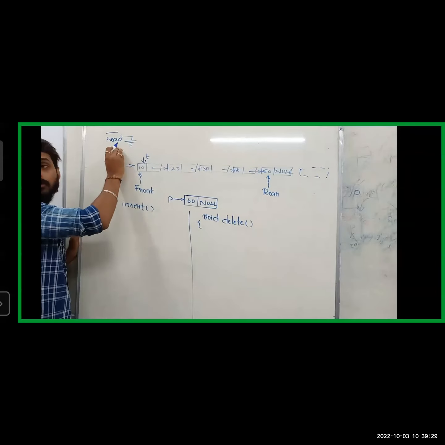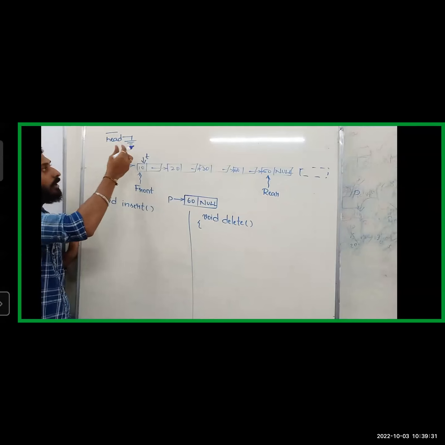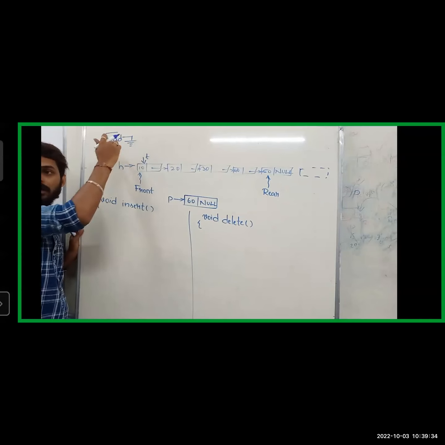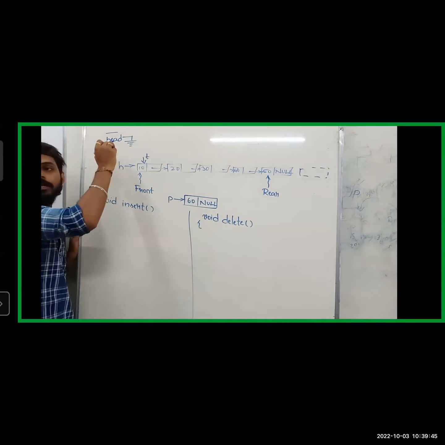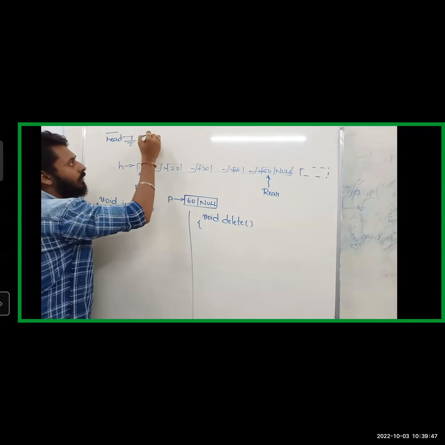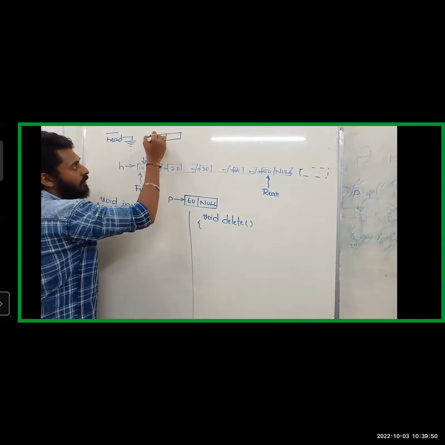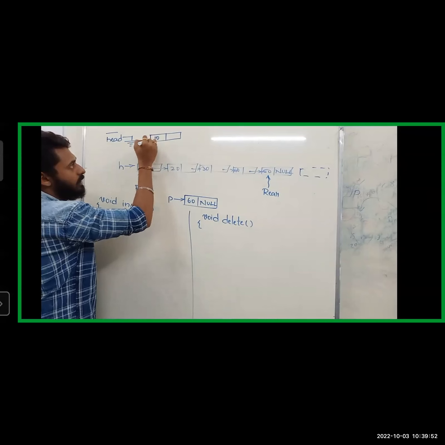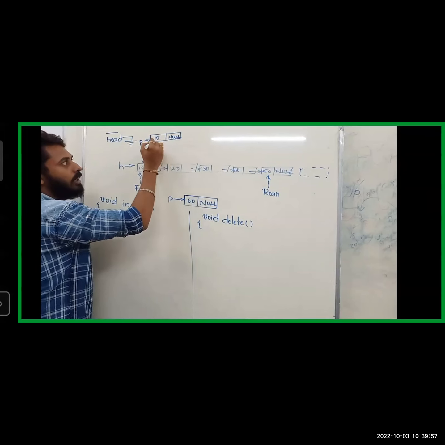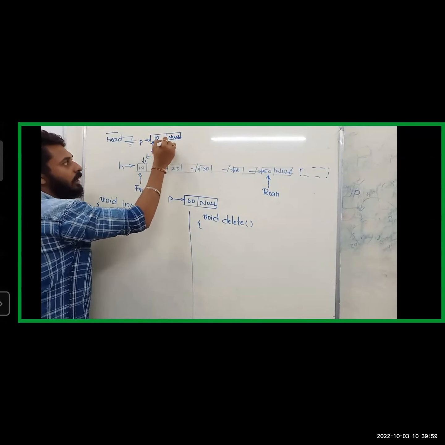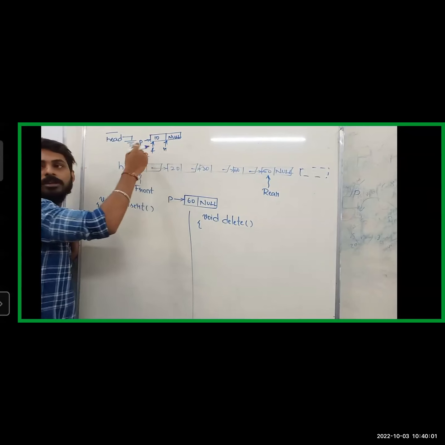Not only head: you can check if head is pointing to null, or otherwise if front is pointing to null and rear is pointing to null. It means there are no elements at all, no nodes at all. If both are pointing to null, then I will create one node. One new element P is there, and its link will be null only, and I'll point my front here and rear also here only, because there is only one node.